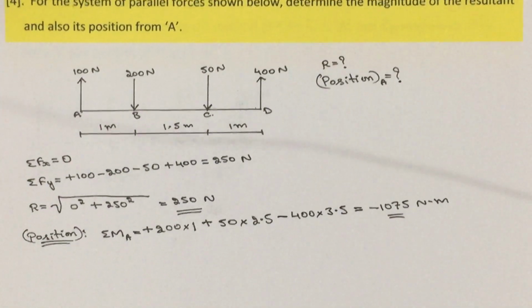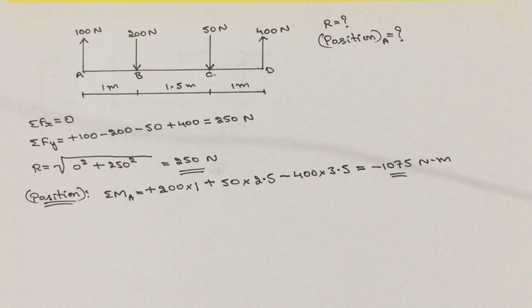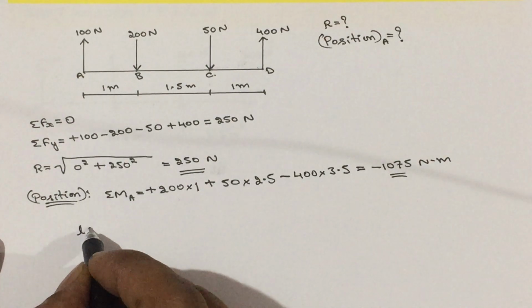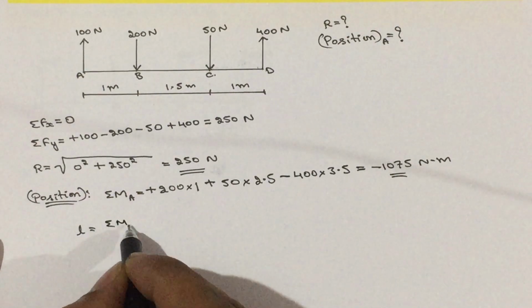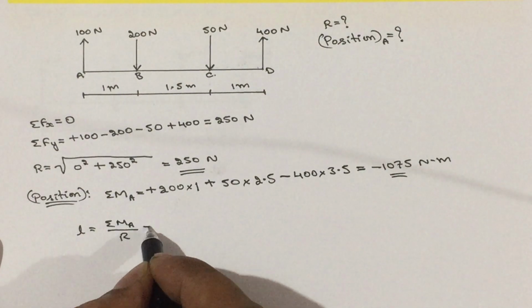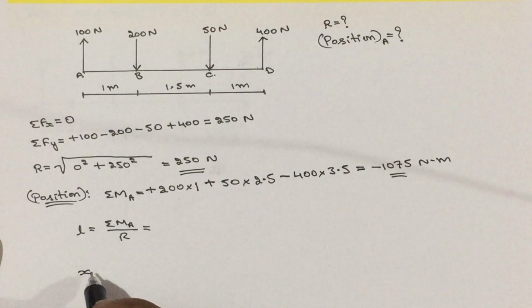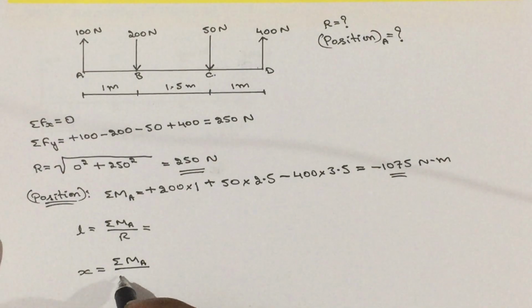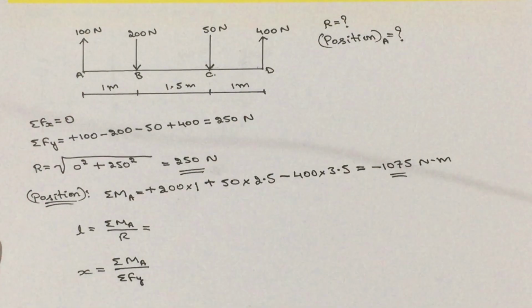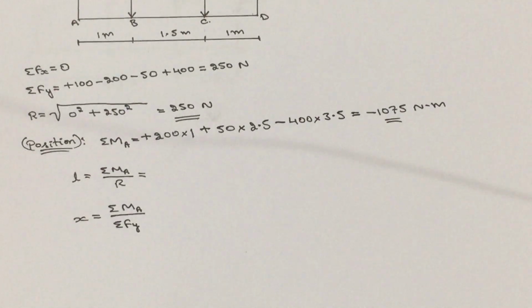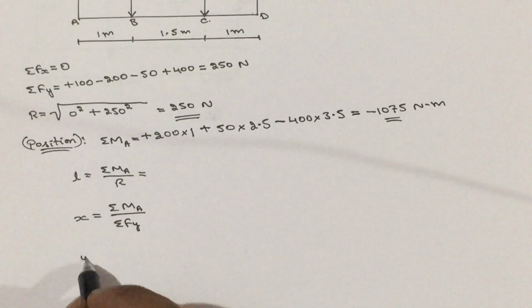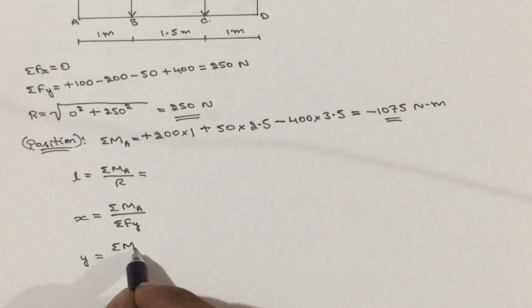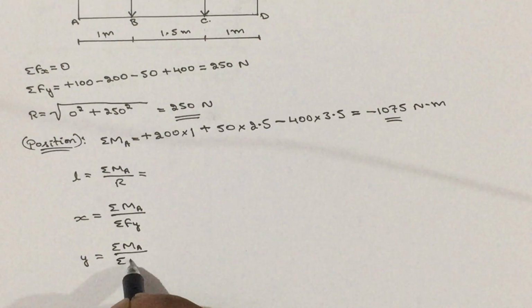So once you get the sigma MA value, you can calculate the perpendicular distance, x intercept and y intercept by using the formulas. So the perpendicular distance is given by sigma MA divided by R. Then x intercept is given by sigma MA divided by sigma fy. Then y intercept is given by sigma MA divided by sigma fx.